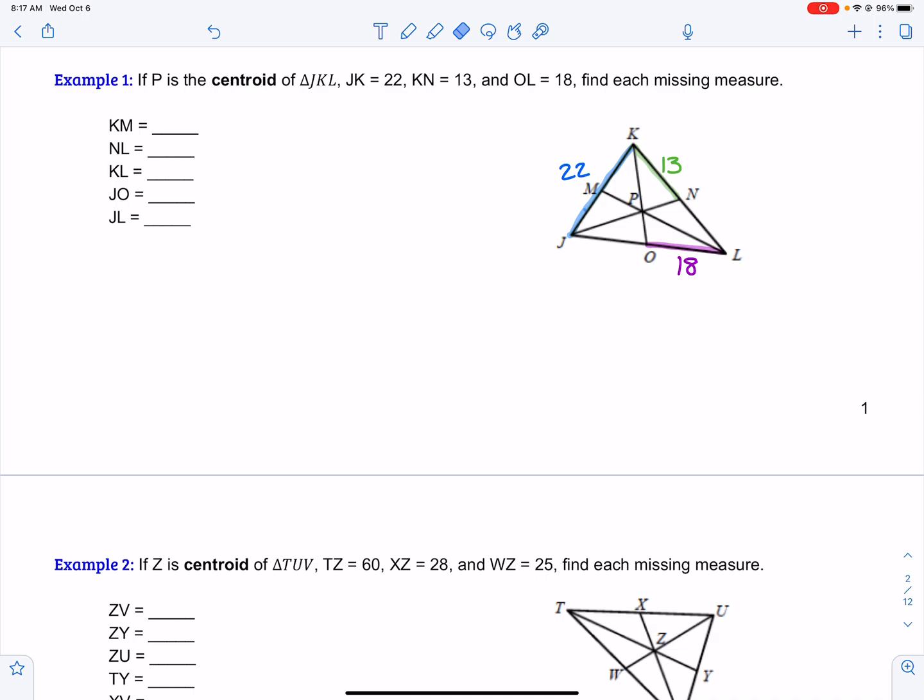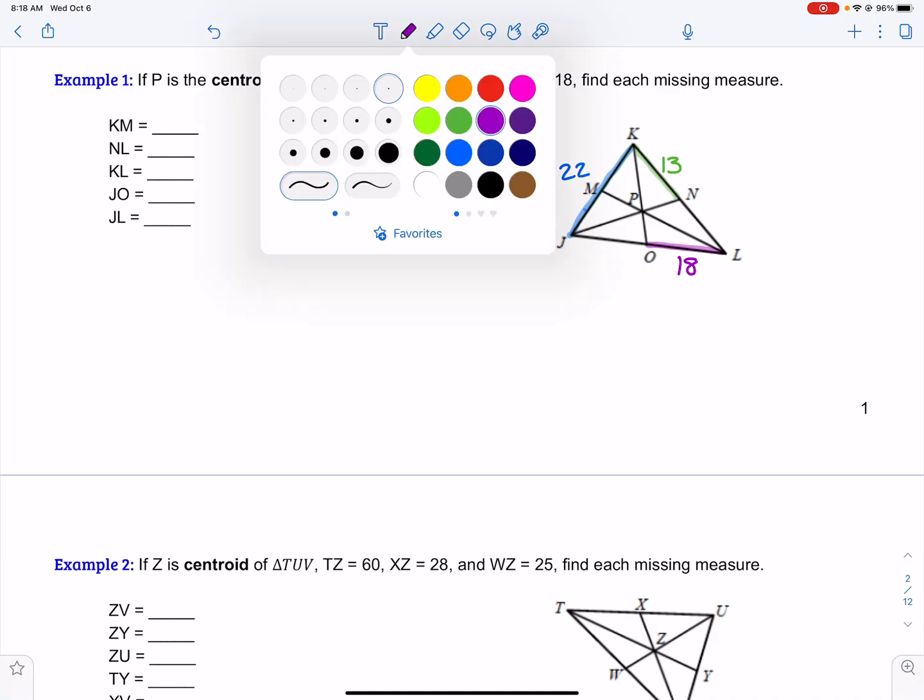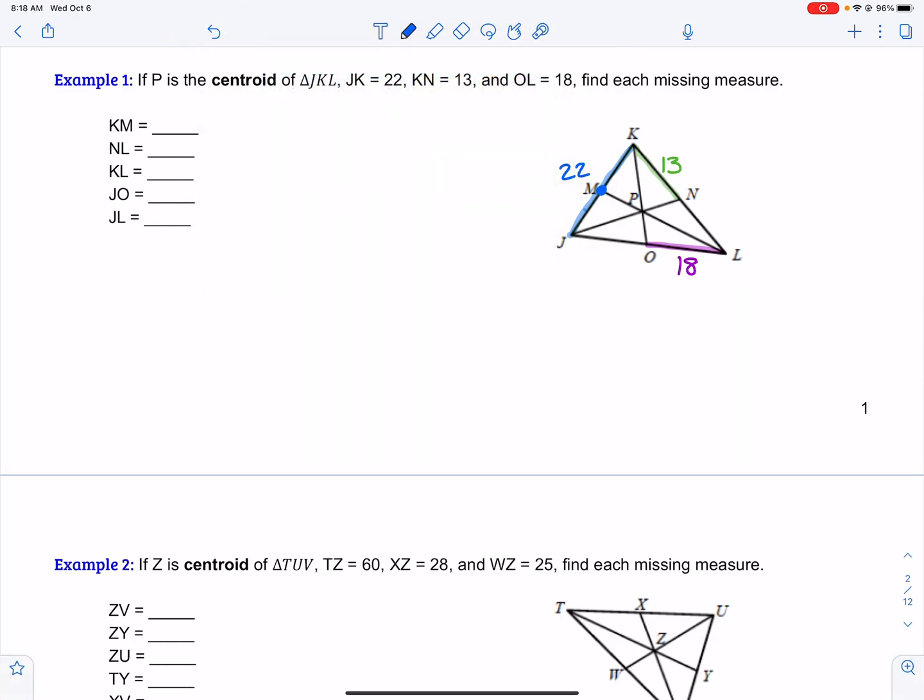So they want KM. So we know the medians are touching the midpoint of those sides. So like M is the midpoint of this side in blue. So JM equals MK, and if the total is 22, then each of those segments would be 11. So we could say that KM equals 11. And then what's next? They asked for NL. So we know that if KN is 13, NL would also be 13 since N is the midpoint of that side. So we can fill that in. Then KL would be the total of that side, which would be 13 plus 13, which is just 26.